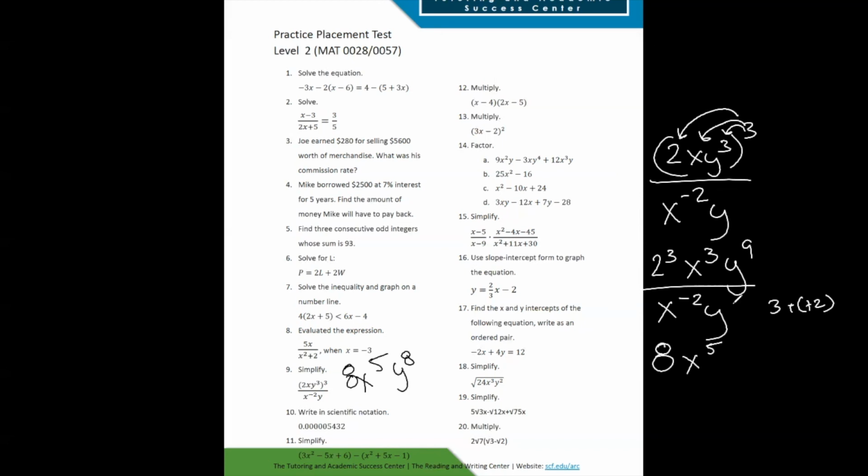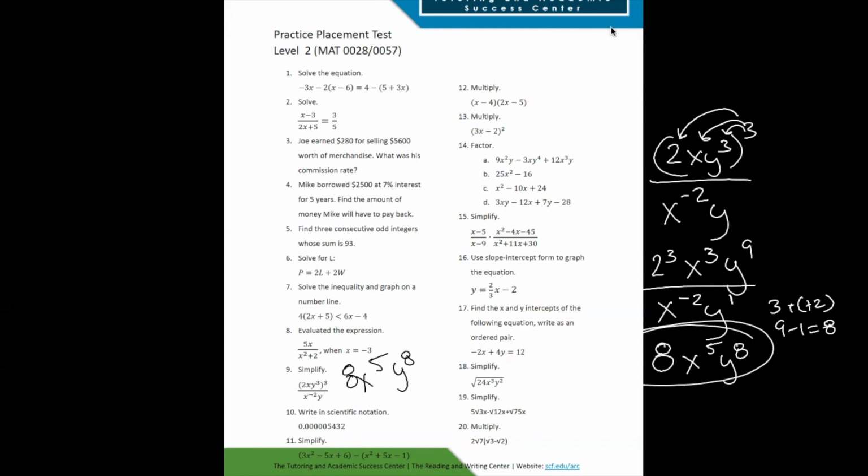I'm going to do the same thing for y. Even though you don't see it, the bottom y has an exponent of 1. 9 minus 1 equals 8. So it's y to the 8th. That's our answer. And our last one, number 10, actually, I'm sorry, I'm going to go to 11.